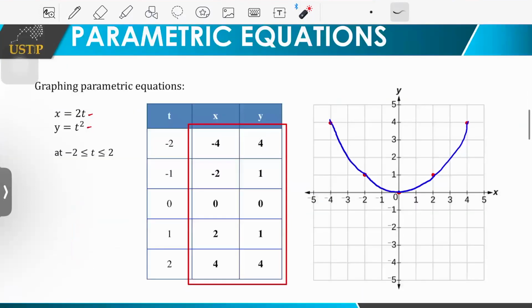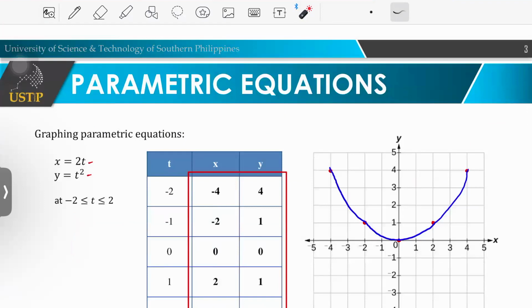Okay, suppose we have here a parametric equation, class. We have x is equal to 2t and then y is equal to t squared, for t from negative 2 to 2, no? So, itabilik na diri, class, ang values sa atong t, we have negative 2, negative 1, 0, 1, 2. Okay, what are the values of y dayon? So, ato na siyang i-substitute diri for x and then for y diri. Okay? And then we will get these coordinates.